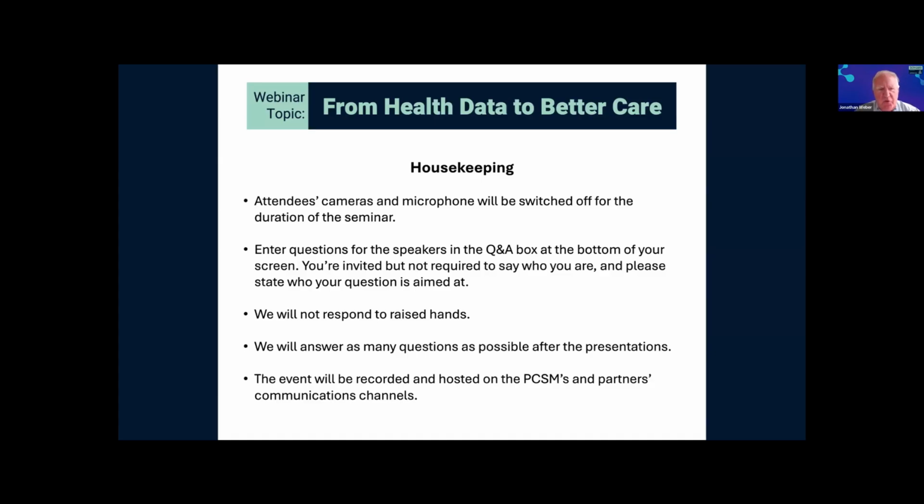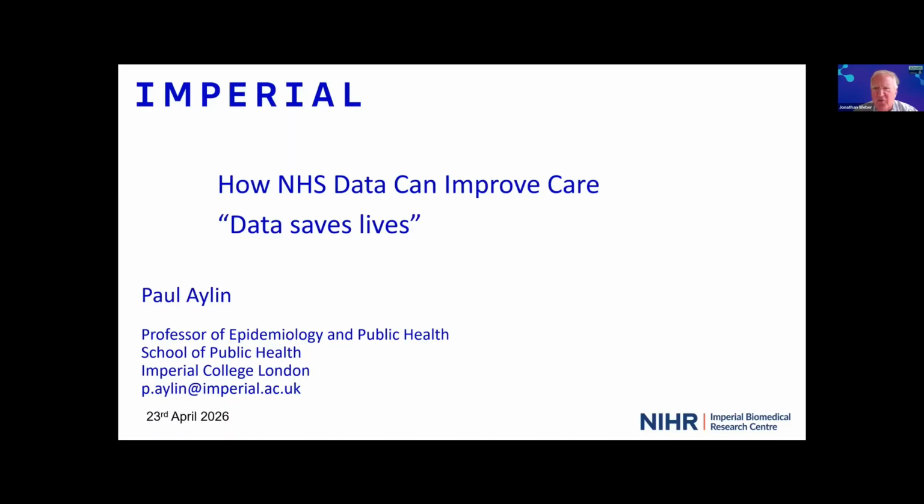So without further ado, it's an enormous pleasure for me to introduce Professor Paul Aylin. Paul is Professor of Epidemiology in Public Health at the School of Public Health at Imperial College London. And he's had, as you will hear, an extraordinary career in looking at the uses of NHS data for research and other purposes. So, Paul, over to you.